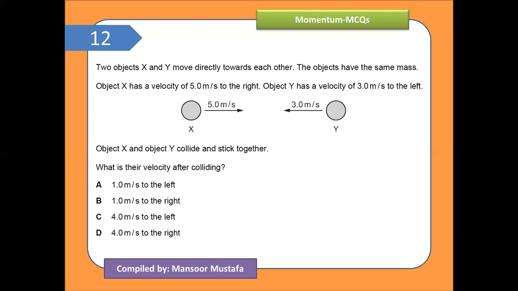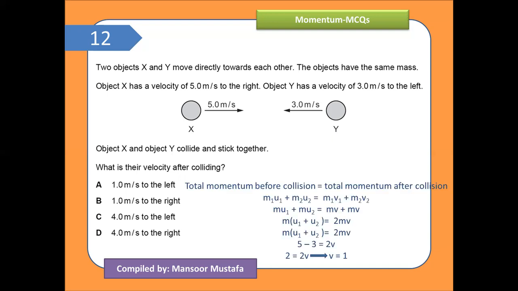Now next question. Again we are given two objects. One object X which is moving with a velocity of 5 meter per second towards right. There is another object Y which is moving with a speed of 3 meter per second towards left. अब आपने बताना है what is the velocity after collision. Collision के बाद क्या होगा, इनकी velocities कैसे होंगी. So let's do it using the law of conservation of momentum.